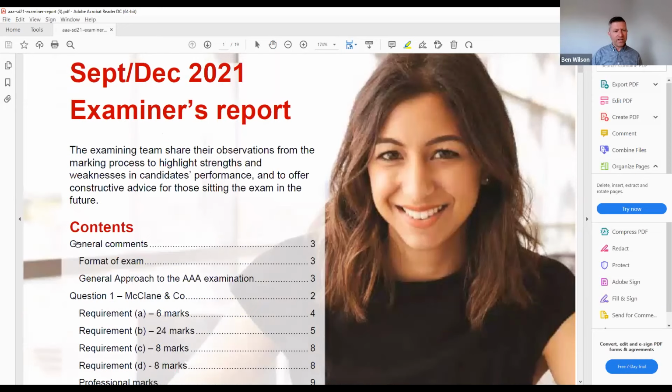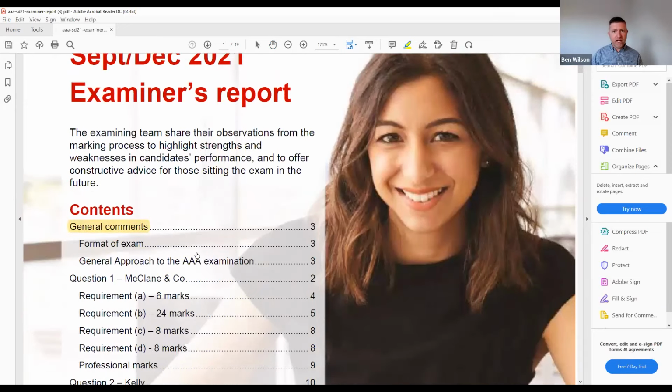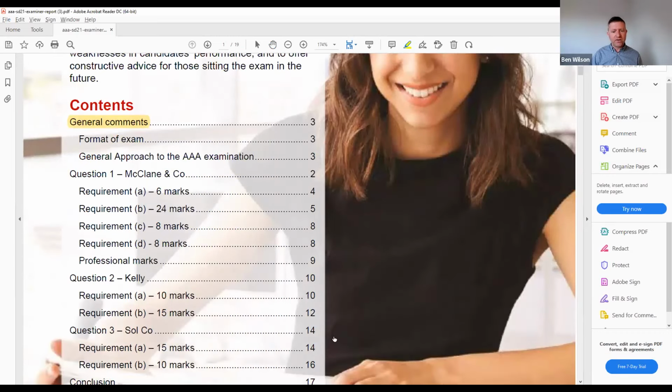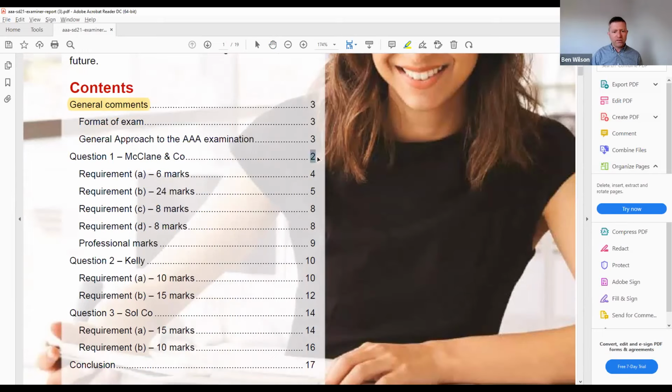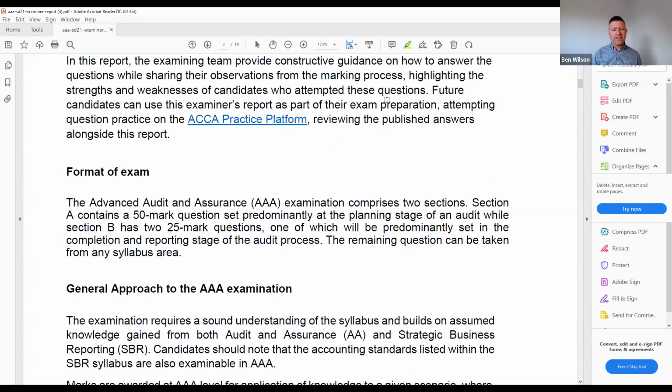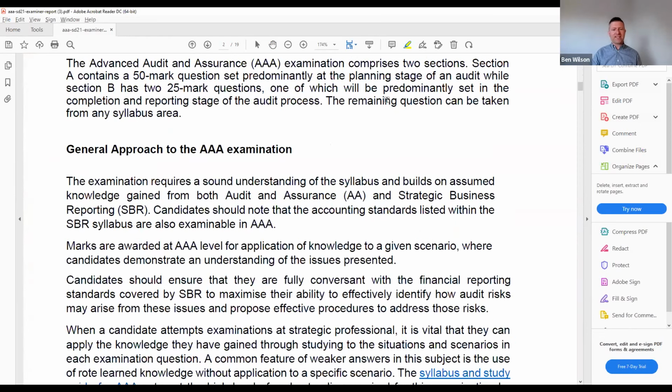But in this general comments section on page 3, there are some really useful points I'm going to share with you. You'll notice that there's then loads, look, there's like 15 pages of chat from the examiner about the 3 questions. It's full of really useful stuff. So you should be going through this once you've done September, December 21. But the general comments I wanted to share with you together, because they always say the same things.